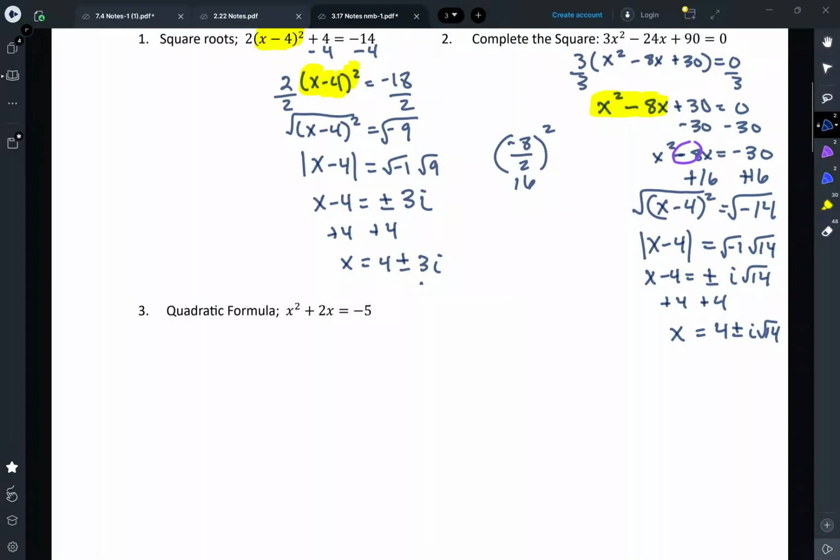So quadratic formula, first I need to have it in that form, ax squared plus bx plus c equals 0. So I'd have to add 5 on both sides. Then I've got x squared plus 2x plus 5 equals 0. So let's remember that a is my coefficient on x squared, so that's a 1. So a is 1, b is 2, c is 5.